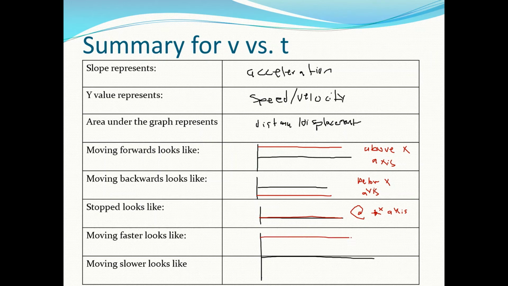Moving faster is like this, and then moving slower is like this. So moving faster is further from x-axis, and then moving slower is closer to x-axis. Okay. So this summary chart is really useful. When you're doing the homework, have this out on your desk or wherever you're working, on your bed. And then, so when I ask you these questions, you can have this out here, and you know what each of those represents. You need to memorize this whole chart for your test.